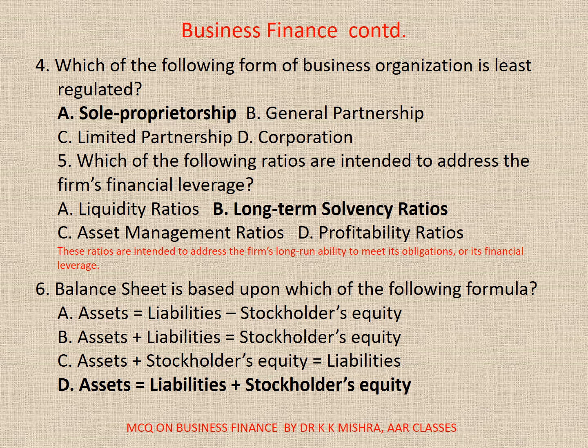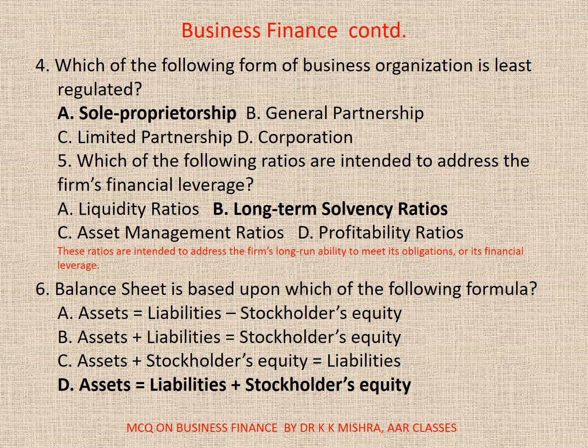5. Which of the following ratios are intended to address the firm's financial leverage? A. Liquidity ratios, B. Long-term solvency ratios, C. Asset management ratios, or D. Profitability ratios. The correct option is B. Long-term solvency ratios. Actually, these long-term solvency ratios are intended to address the firm's long-term ability to meet its obligation or its financial leverage.